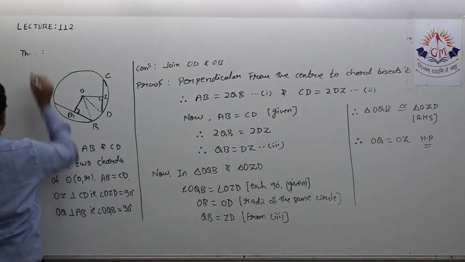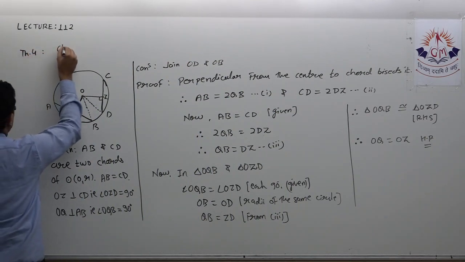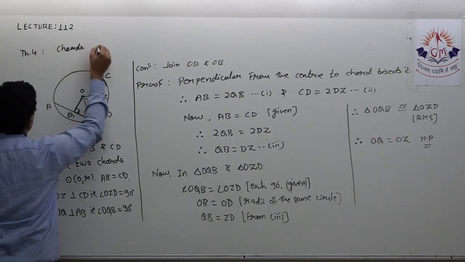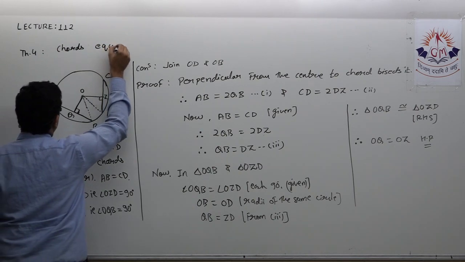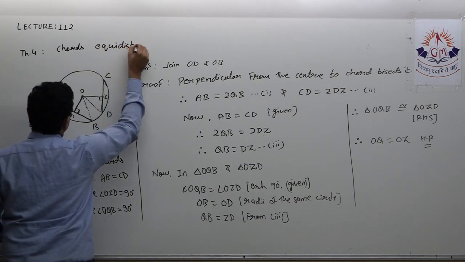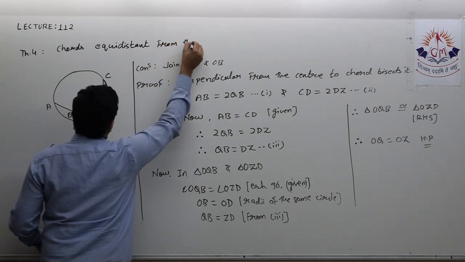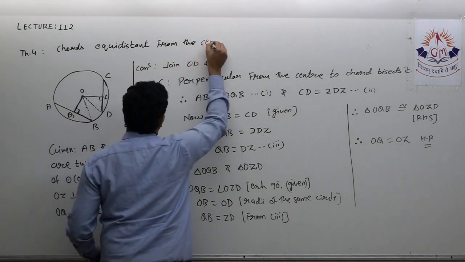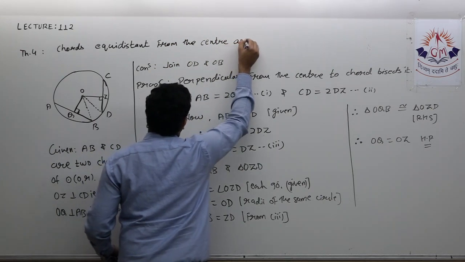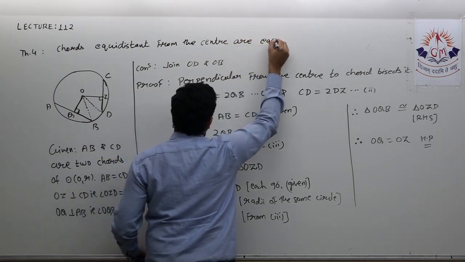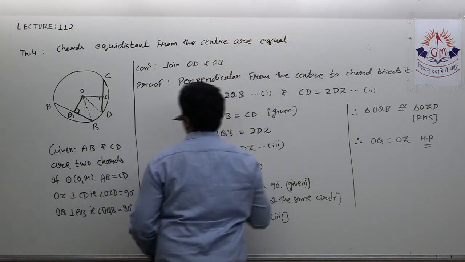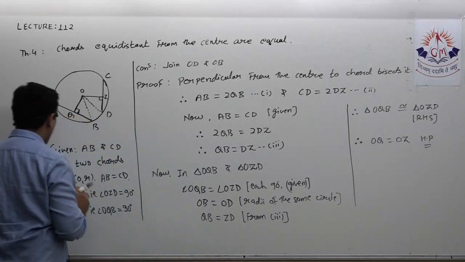Theorem number 4. Chords equidistant from the center are equal. Okay, that means it is almost similar.